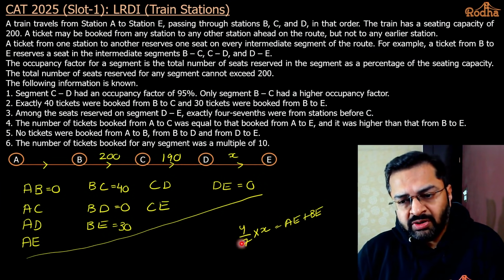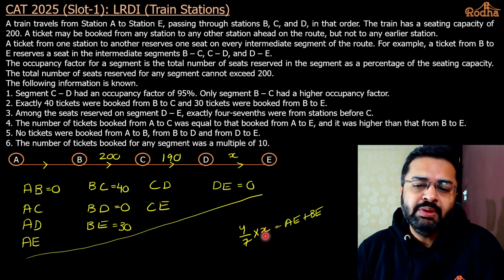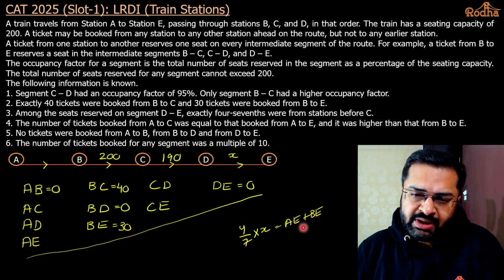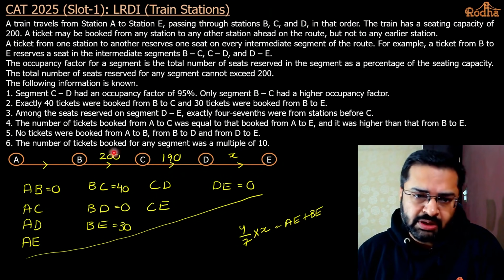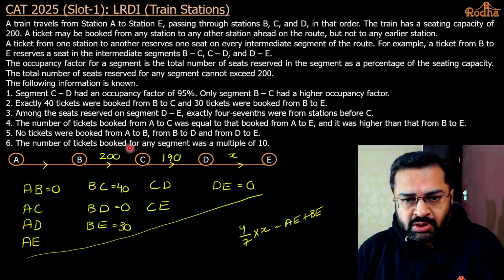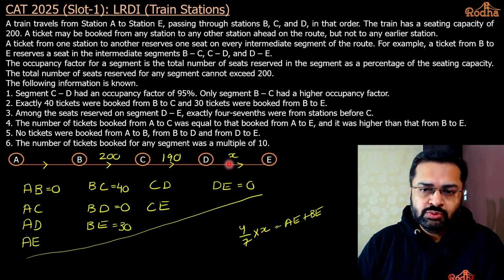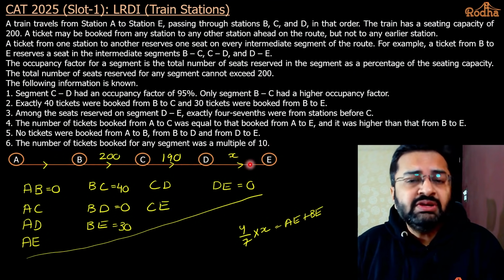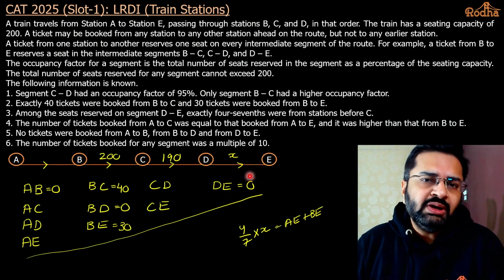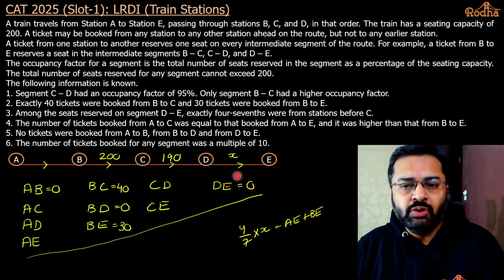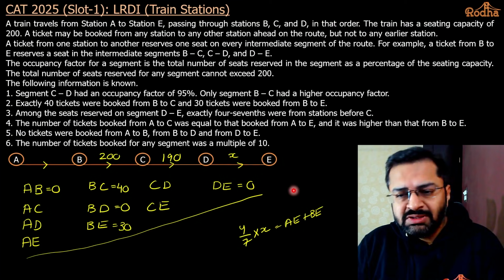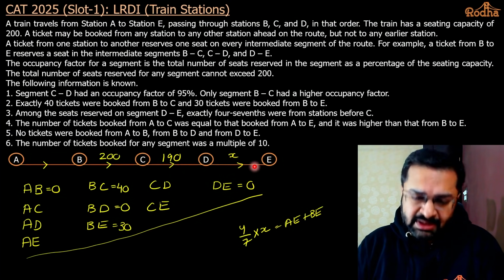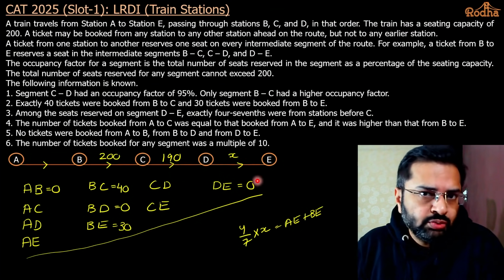But the important thing is, when you're talking about 4/7, can I say that X would be a multiple of 7? Only then it would be an integer. So X is a multiple of 7, and X is also a multiple of 10, which we already know, because the number of tickets booked in any segment is a multiple of 10. So what are these numbers? Multiples of 10 are 10, 20, 30, 40, and multiples of 7 are 7, 14, 21. You can talk about LCM or do it commonsensically. So can we say that X would be a multiple of 70? There is no other possibility.